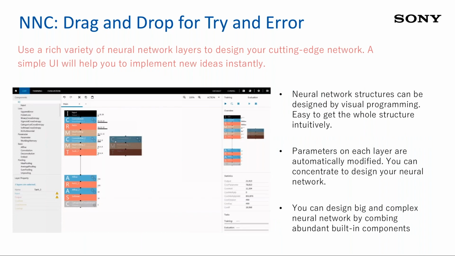The first one was drag and drop. So this is a better picture that you see. We have different blocks, and then we need to put these blocks together to build our neural network. It looks like Lego. You just put them together, and then if you are happy, then you can do optimization.